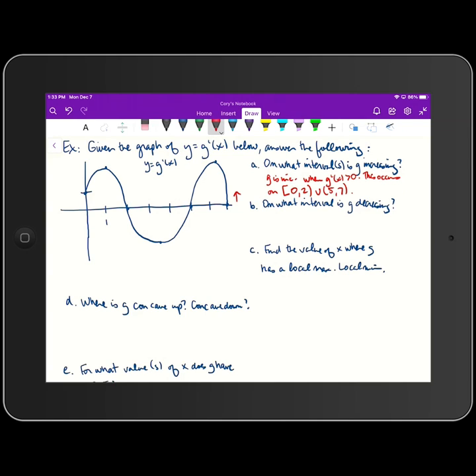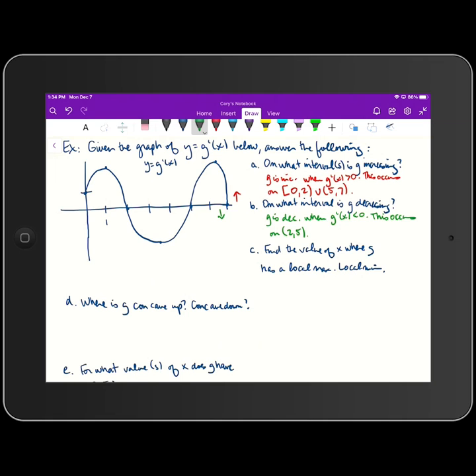Okay, on to part B. So for part B, on what interval is g decreasing? So by definition, g is decreasing when g prime of x is less than 0. Okay, so g prime is going to be less than 0 when the graph lies below the x-axis. So this occurs on the interval from 2 to 5.